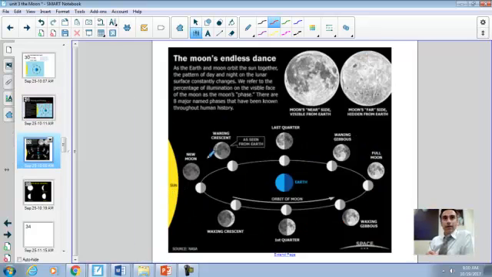Alright, this shows our orbit, so the moon orbiting here. This is the far side. Again, we're going to talk about the far side, not the dark side, the far side. So we'll talk about that in a little bit.